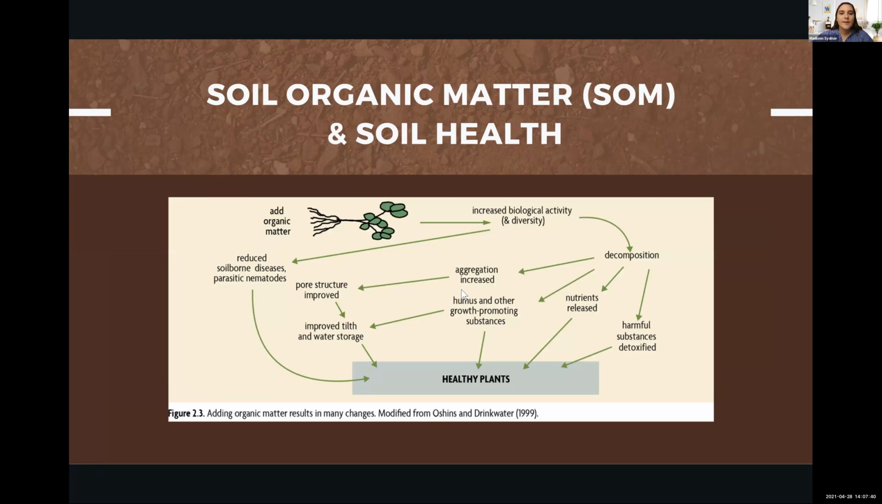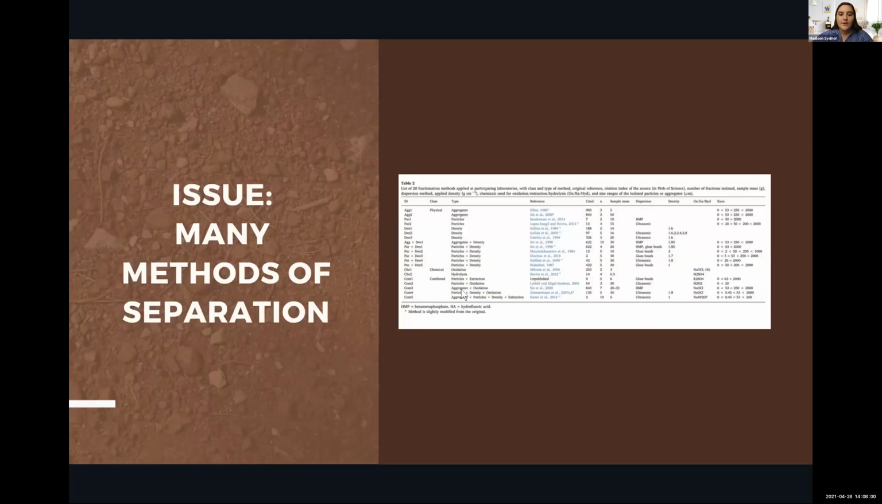Soil organic matter, or SOM, is key to healthy and productive soils. It affects all soil properties such as water holding capacity, cation exchange, decomposition, and many others, which are shown here in this figure. Overall, it is essential for healthy plants. SOM is incredibly complex and requires separation into multiple parts in a lab setting. This can be problematic because there are many methods of separation. This table shows one study which examined 20 different methods, but this is not even an exhaustive list. So there's a need in the field to standardize these separation methods.